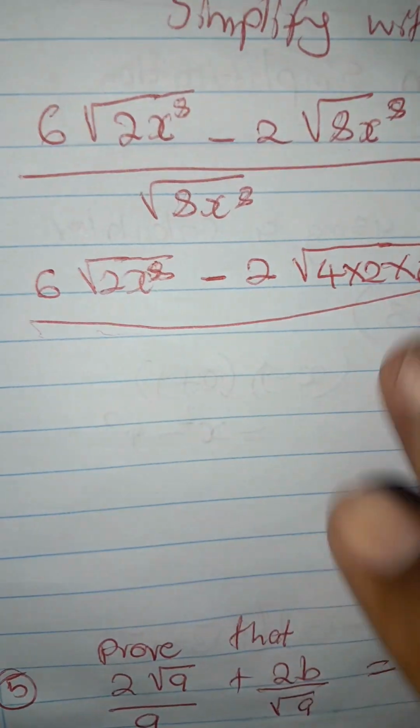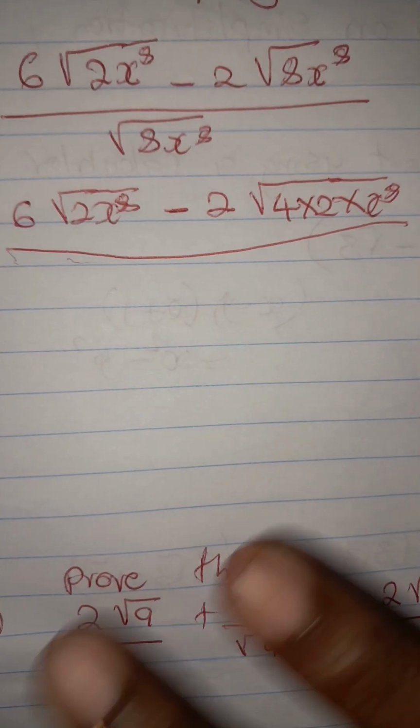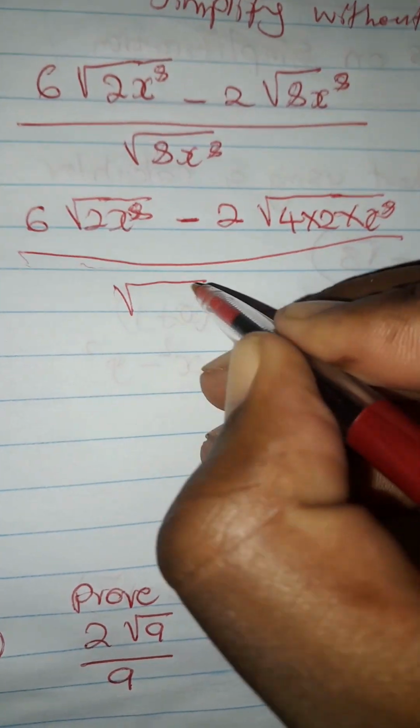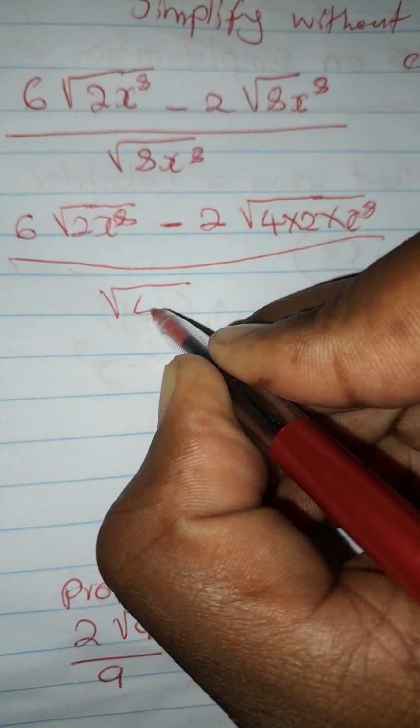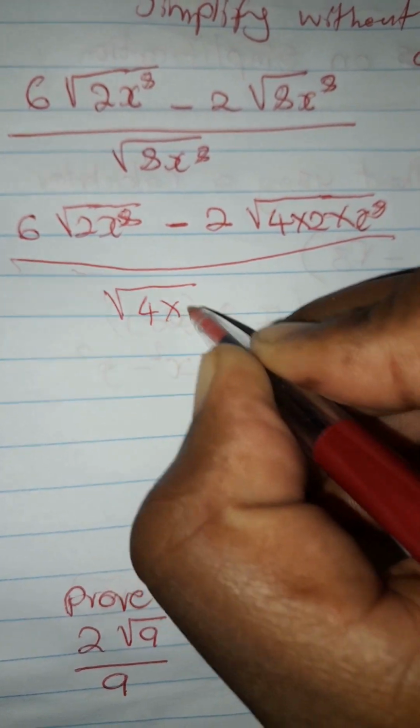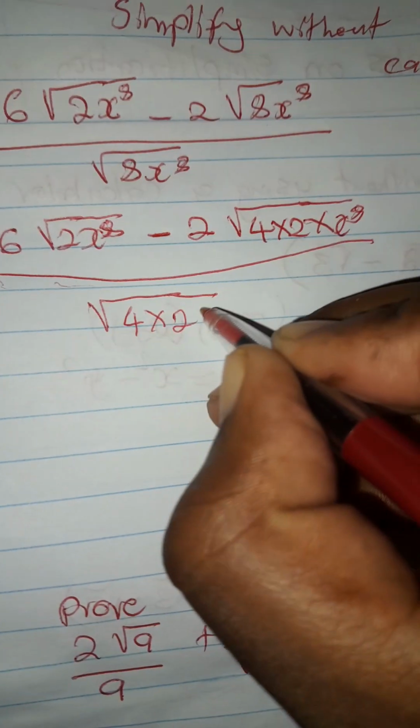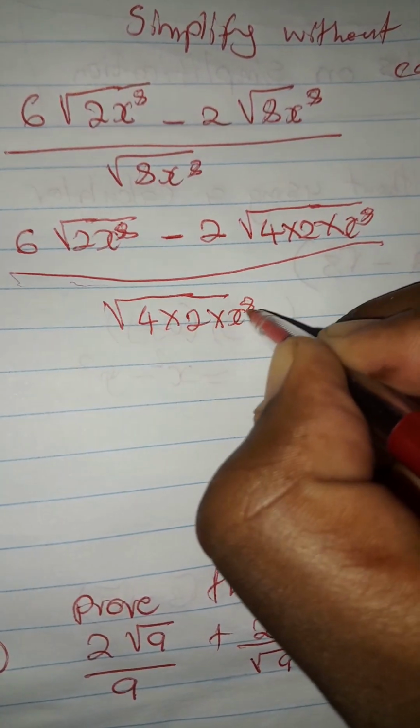Let's go to the denominator now. Okay, in the denominator, what are we going to have? We are having 8 there, x to the power of 8. Let's split it into a perfect square multiplied by x to the power of 8.